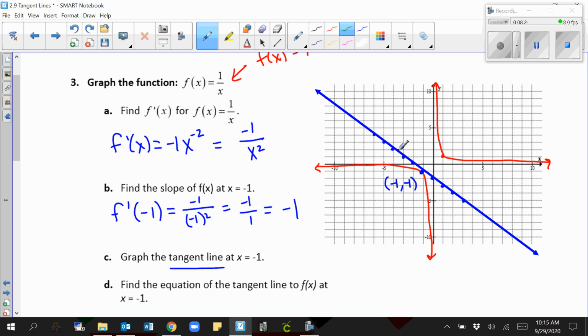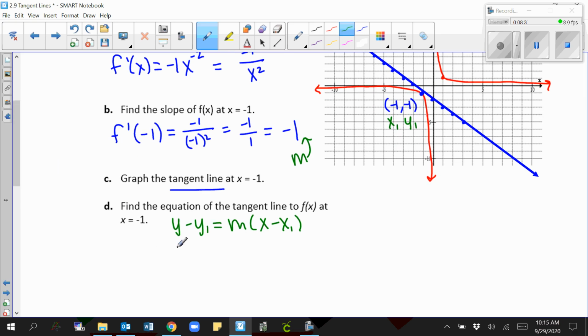So now we need to find my equation. So I'm looking at y minus y1 is equal to m times x minus x1. Well, here's my x1, here's my y1, here's my m. So y minus a negative 1 is going to give me plus 1, is equal to a negative 1 times x minus a negative 1, which gives me plus 1. So y plus 1 is equal to negative 1 times x plus 1.